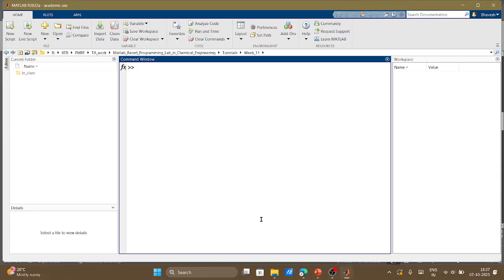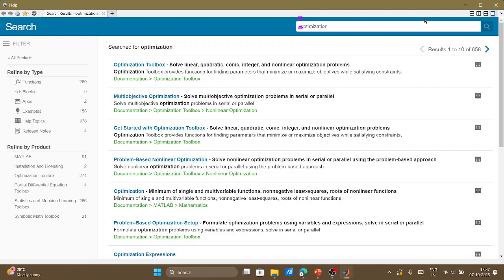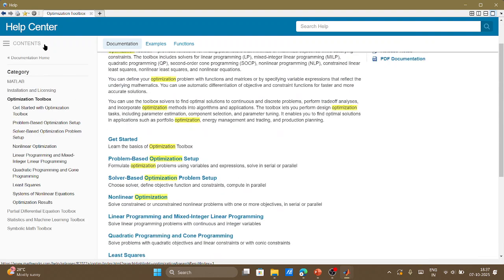So there are multiple options already pre-built in Matlab that we can directly use to solve optimization problems. Let's say if I just search for optimization in the documentation, since I don't know which command to use where, the basic strategy will be to start with the documentation. Matlab also has an optimization toolbox, so the first thing that comes up is the optimization toolbox. We won't be discussing the toolbox as of now.